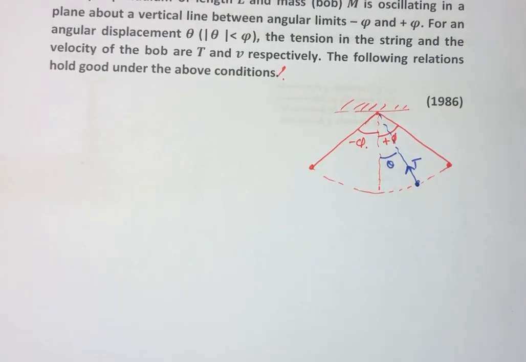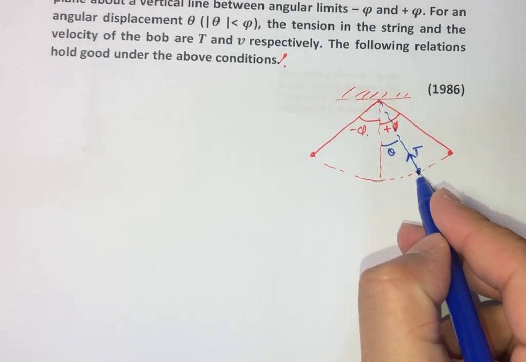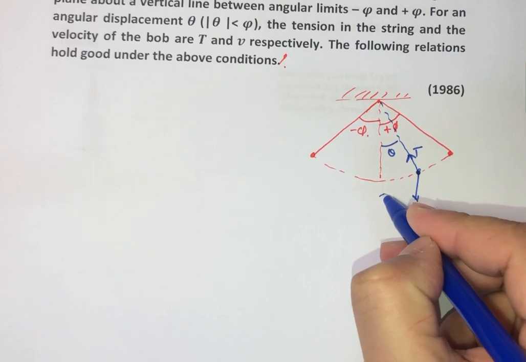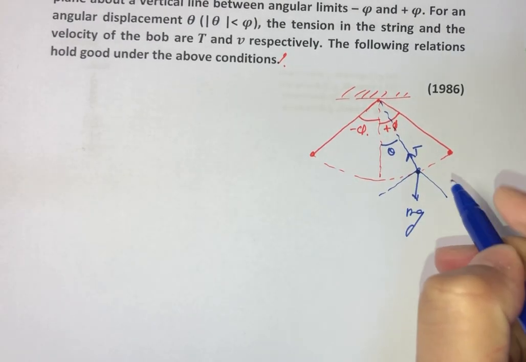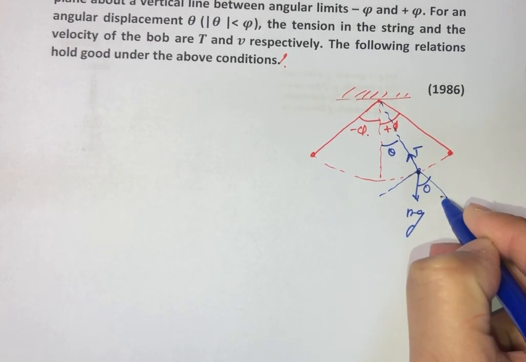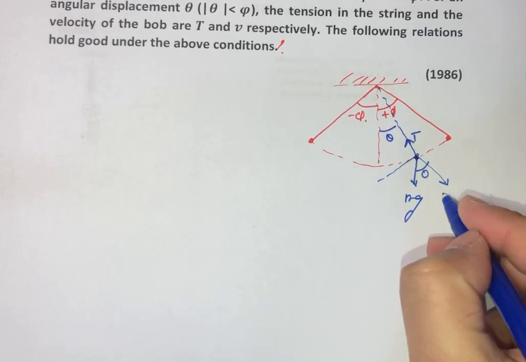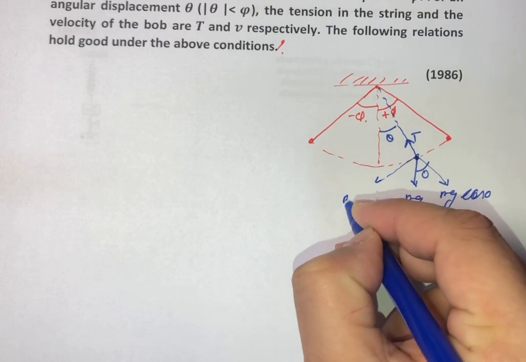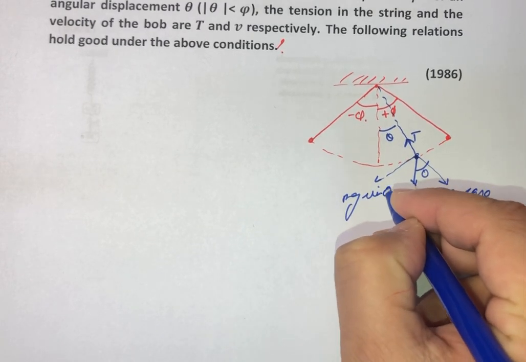So here we can divide this into two components, mg, and we have, this will be our theta, so we have this as mg cos theta and this will be mg sin theta.